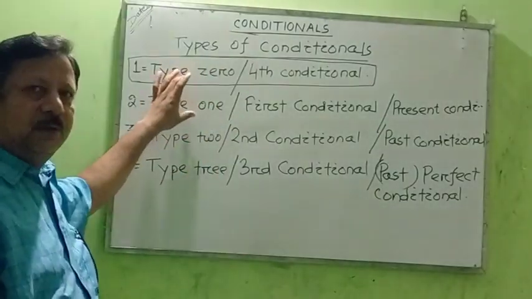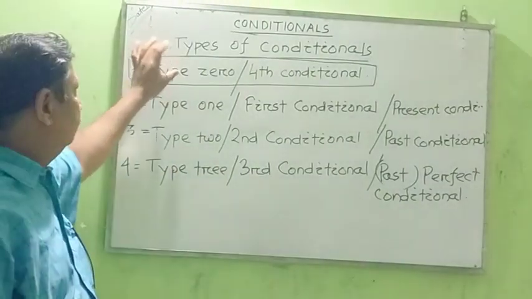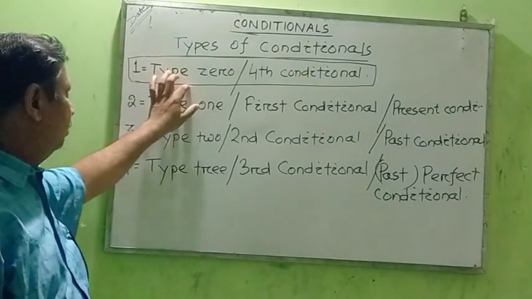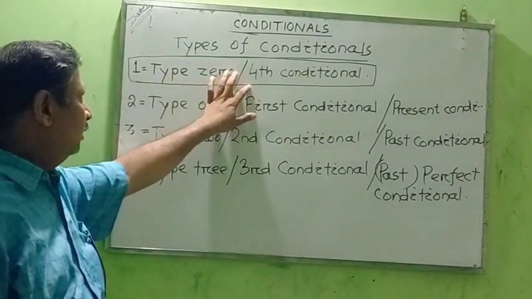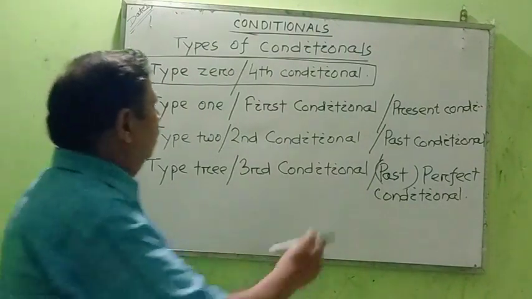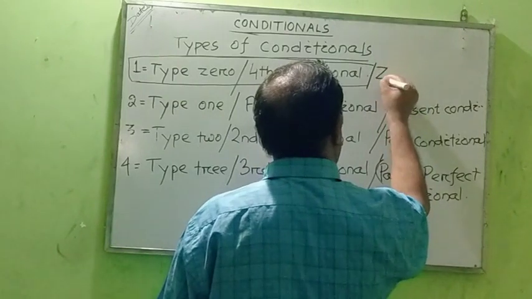Let us have the recap of the previous class. I have taught you the types of conditionals. First one is the type 0, or it is known as the fourth conditional, or we can say it is known as the zero conditional.